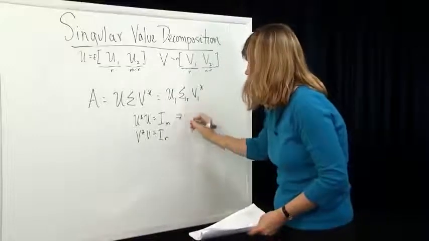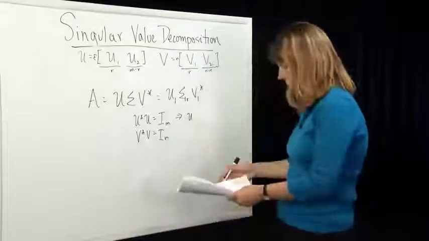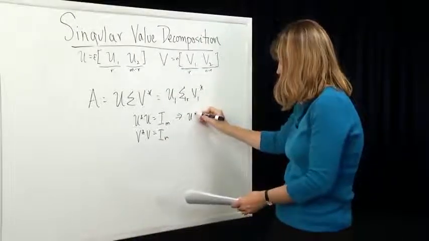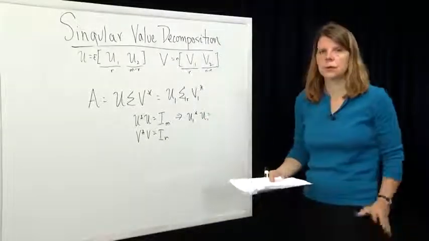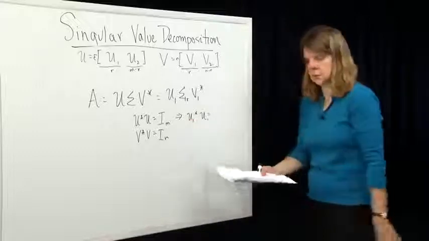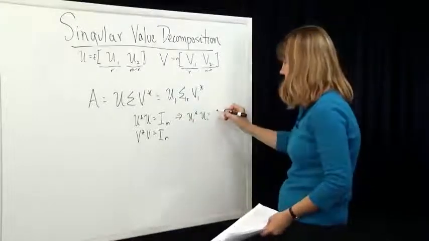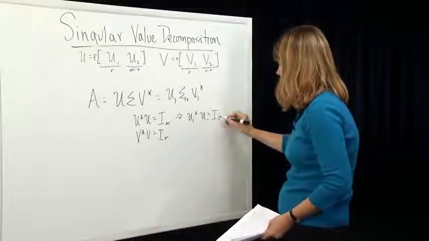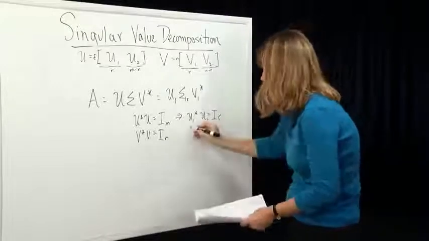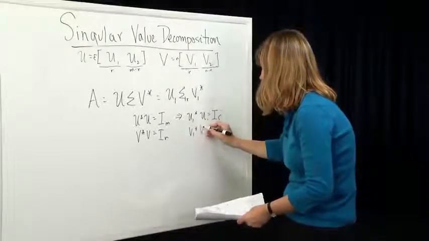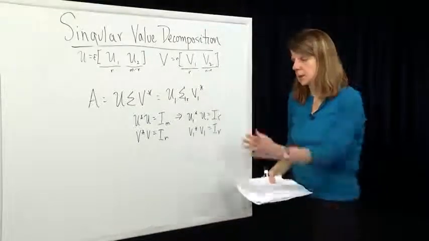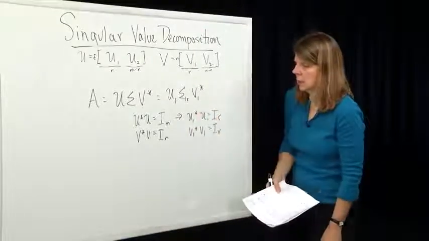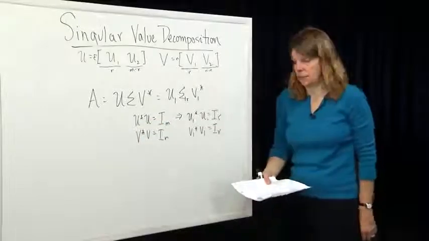If we look at U1 star U1, just those first r columns of the matrix U, we can easily show that it's an r-dimensional identity matrix, and similarly V1 star V1 is an r-dimensional identity matrix. That just comes from the fact that these matrices are unitary.